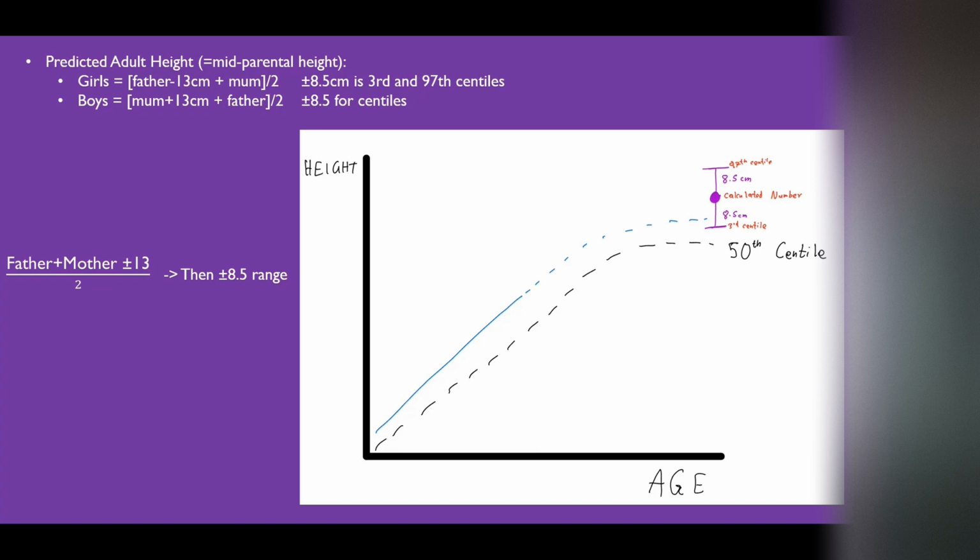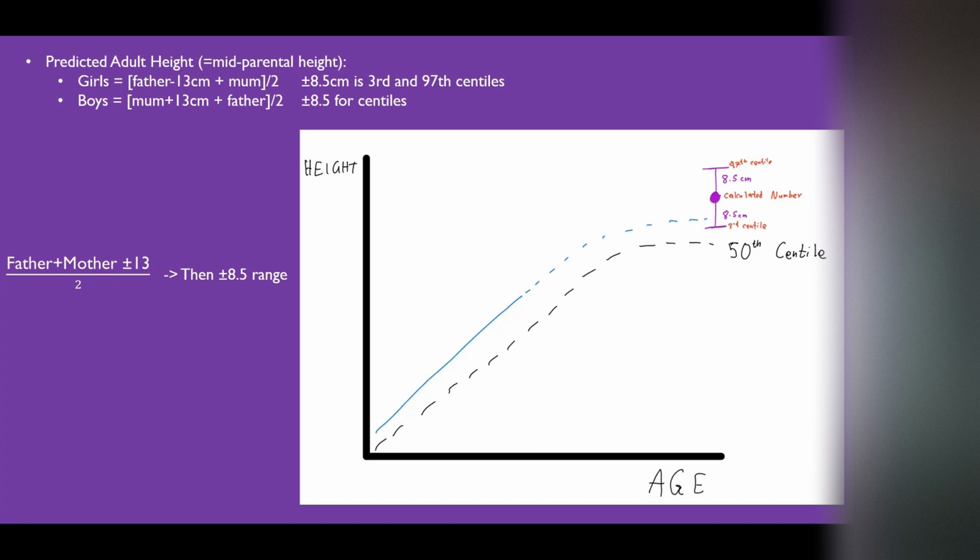So if you do this calculation, you're going to find something called predicted adult height or mid-parental height, because we use the parents to find what the genetics should be. So this is just genetics. If you do this equation, you will find only one number. So your calculated number should be this one.